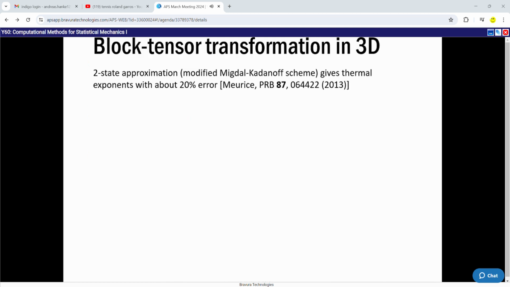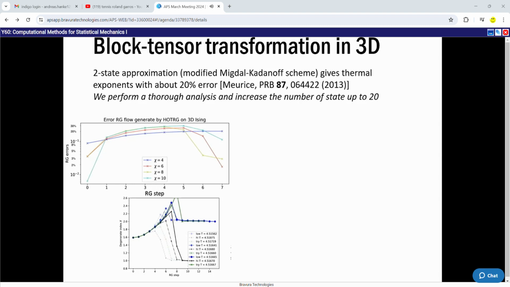And what happens if you apply this block tensor transformation in 3D? If you use a two-state approximation, as is done in this paper, you will get an error for thermal exponents of about 20%, which is an improvement from Cardy's original 50%, but it is still very large. And the nice thing about this reformulation is that you can very straightforwardly increase the number of coupling constants. So we performed a thorough analysis and increased the number of states up to 20.